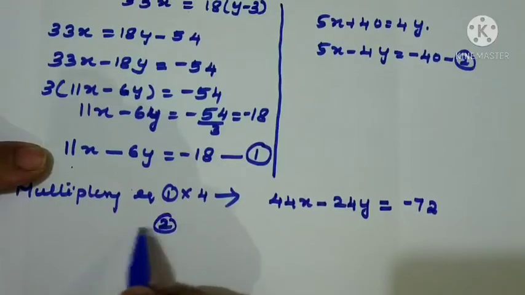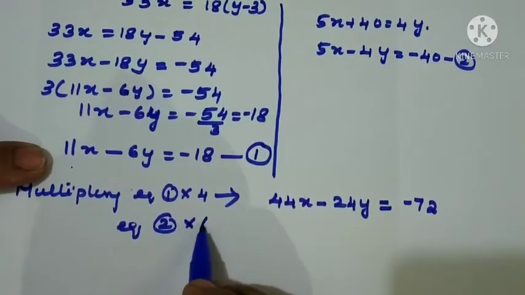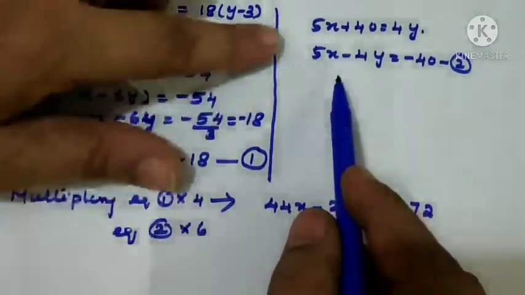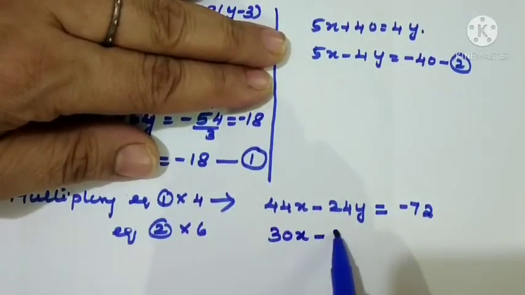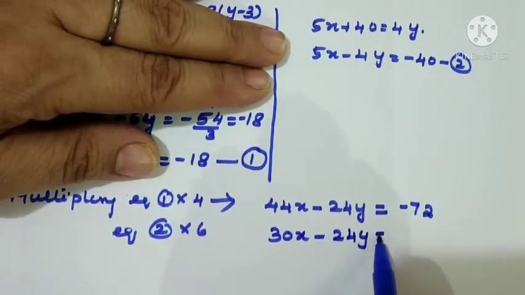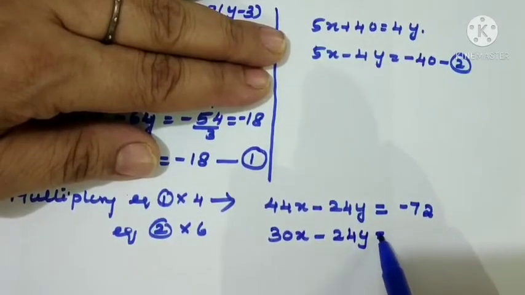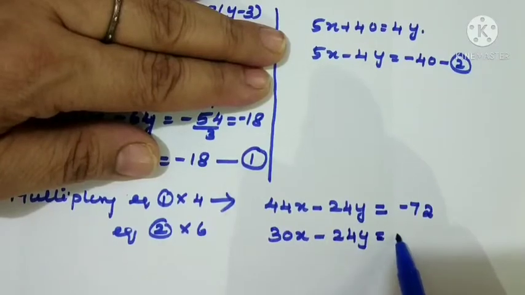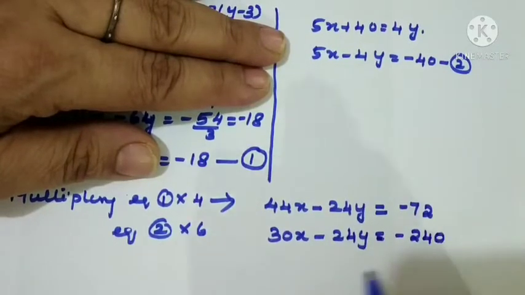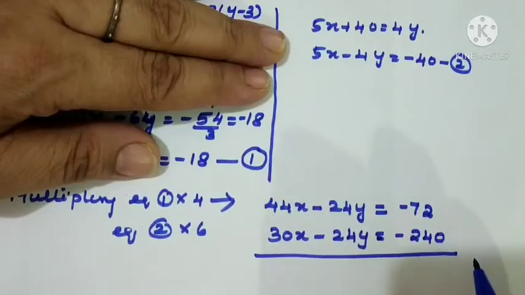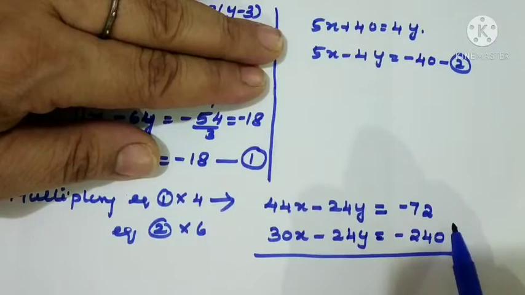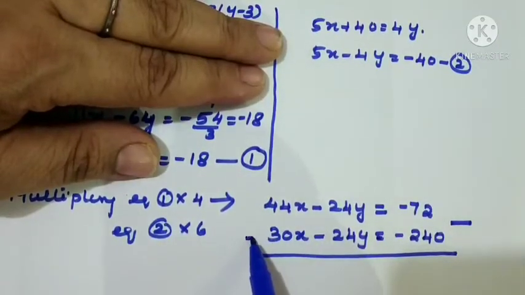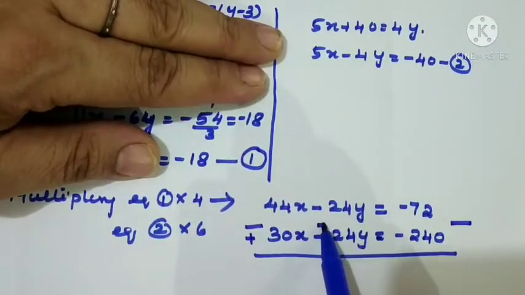Similarly, equation 2 into 6. What is equation 2? 5x into 6, that is 30x. Similarly 4 into 6, minus 24y is there. Again minus 40 into 6, that is minus 240. Now see, the same sign is there, 24y and 24y is minus only. So we have to go for subtraction. So it became minus, and here plus, this minus became plus.